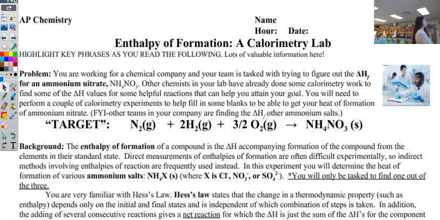You can see written right here is our target equation. It's N2 plus 2H2 plus 3 halves O2 yields NH4NO3 solid. This is very important. Notice when we say the delta HF, the heat of formation, it is forming 1 mole of the substance from its elements in their standard state. So you can see, if I were to look on the thermo chart, nitrogen would have a value of 0. So would hydrogen, and so would oxygen.